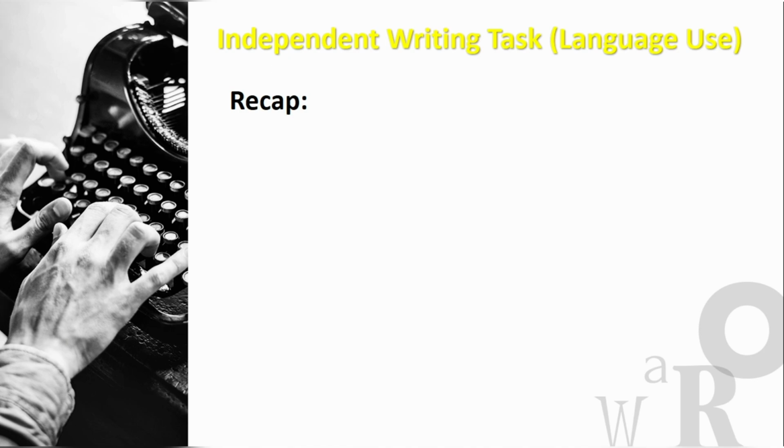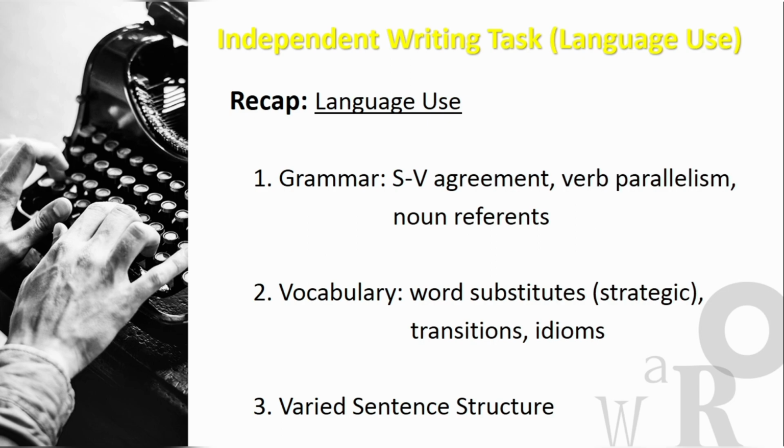Before we move to the second variable of your score, let us first have a recap of how you'd increase your chances of earning a perfect score in terms of language use. Starting with grammar, always be sure to check the basics like subject-verb agreement, verb tense parallelism, then noun reference. As for vocabulary, we have word substitutes. Always try to make use of less common vocabulary, but remember to be strategic.